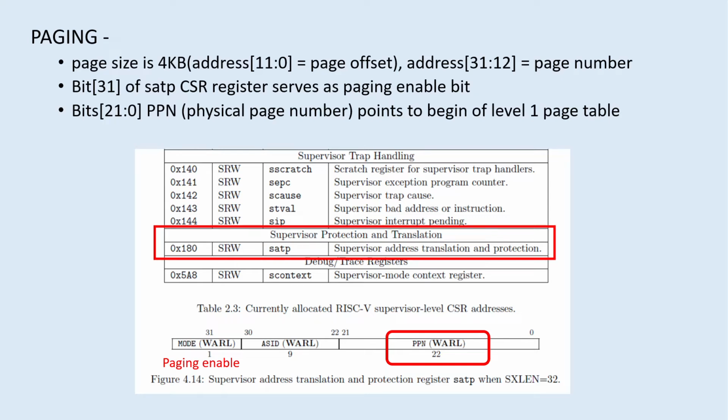A CSR register, SATP, is implemented to support the paging function. The highest bit, bit 31 of this CSR register, is the paging enable bit. When paging is disabled by storing a 0 in bit 31, then it is just a straight path through from the virtual page address to physical page address. And as the physical page number is 2 bits more than the virtual page number, the highest 2 bits will be filled with zeros in this case.